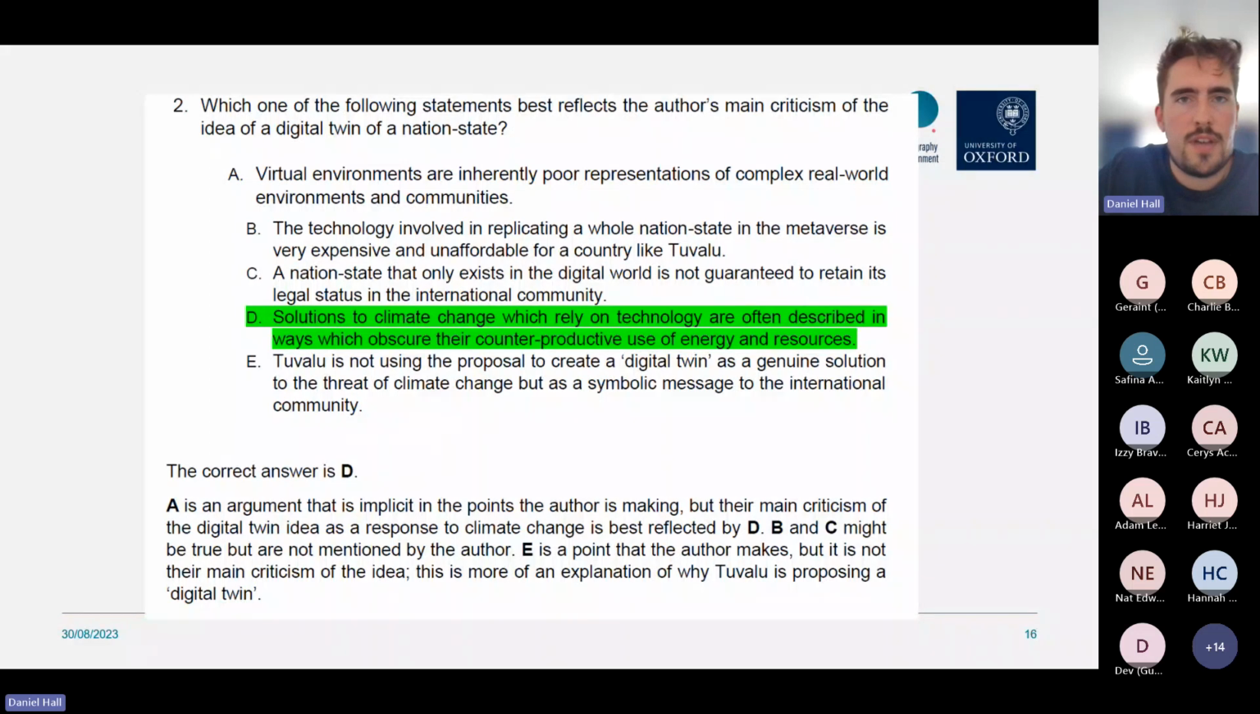Hopefully that makes sense for everyone. If you put E, hopefully that explains why the answer is D. Any questions on that one? If anyone put a different answer and wants to query it, either pop your hand up or put it in the chat. Otherwise, we will move on to the next one.